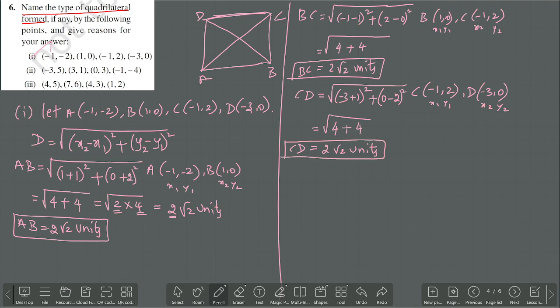So CD we got. Next, DA. DA we have to go. So DA equal to square root of... D is (minus 3, 0).